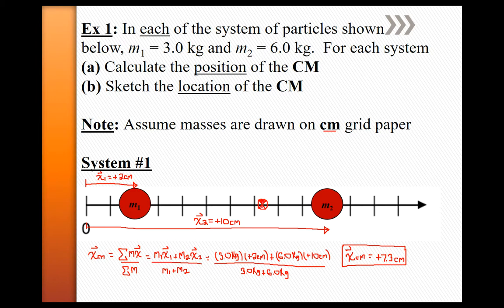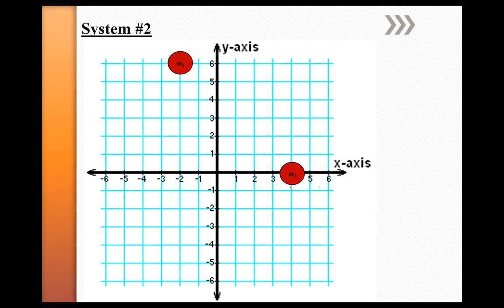And then we can just label that as CG. So yeah, that's of course what we predicted. The center of gravity should be more shifted towards the heavier mass. Okay, this one's a little bit more complicated.